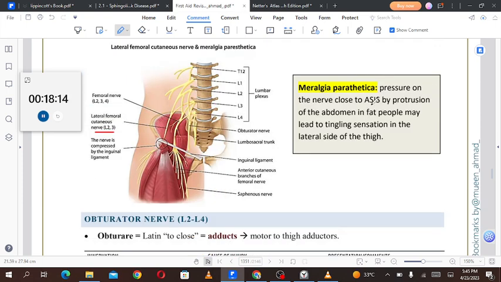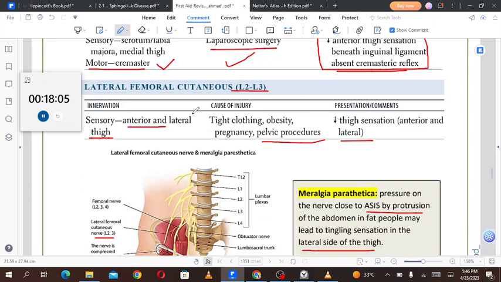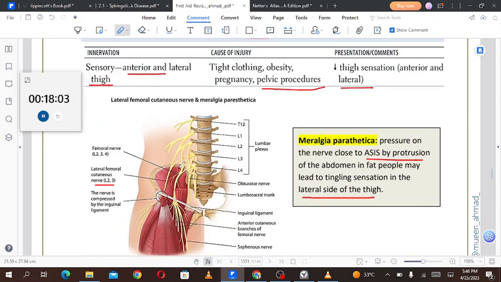Pressure on the nerve close to the anterior superior iliac spine, by protrusion of the abdomen in fat people, may lead to a tingling sensation in the lateral side of the thigh. We are talking about the lateral femoral cutaneous nerve. The lateral femoral cutaneous nerve is over here, right? So in some fat people, body fat impinges on this nerve close to the anterior superior iliac spine, like here, and the pressure may lead to a tingling sensation in the lateral side of the thigh.